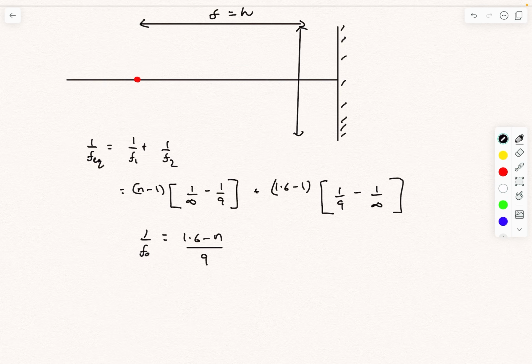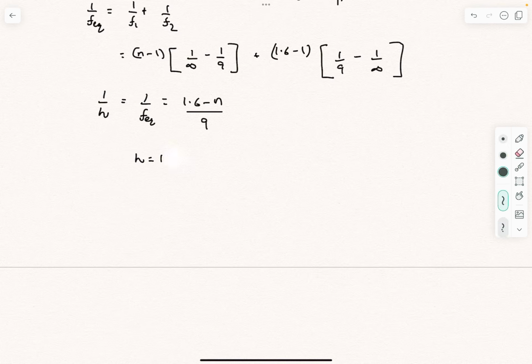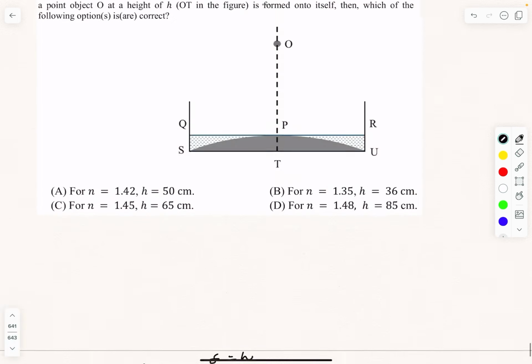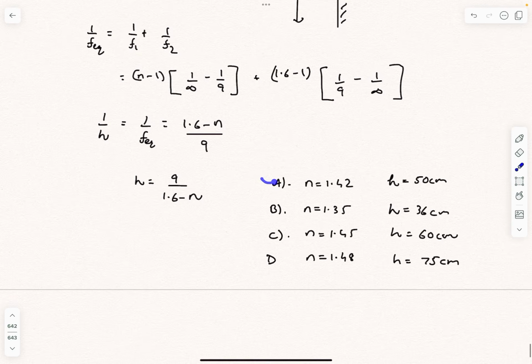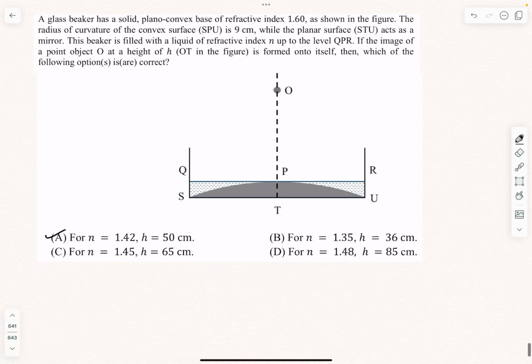So this is the equivalent focal length. So instead of writing f equivalent, I can also write it as h. So h just becomes 9 divided by 1.6 minus n. Now we have to substitute all the values of n inside here. Once you substitute all the values in, only option A and B will match. So the answer to this question will be A and B. Now let's move to the next question.